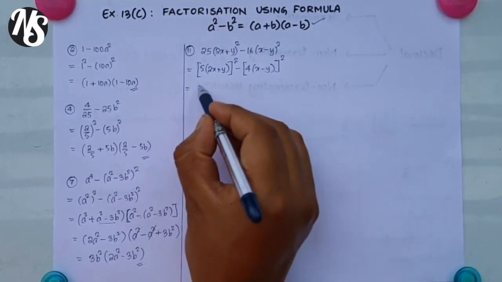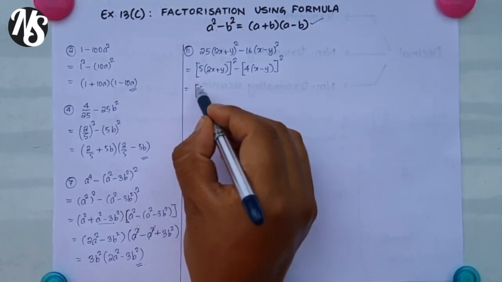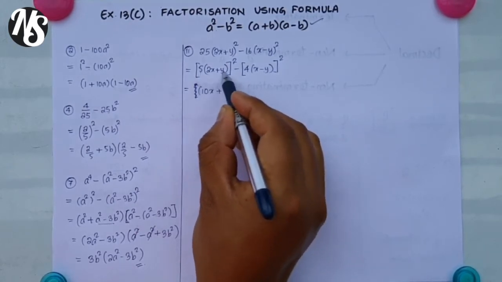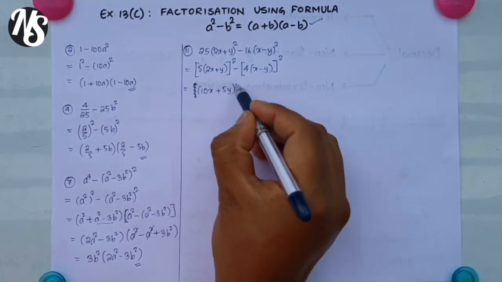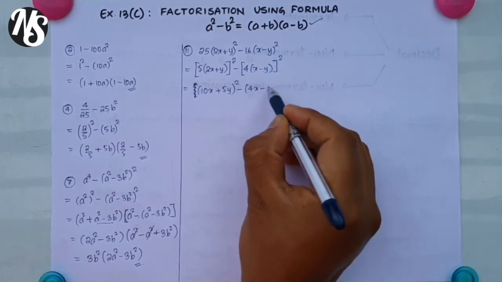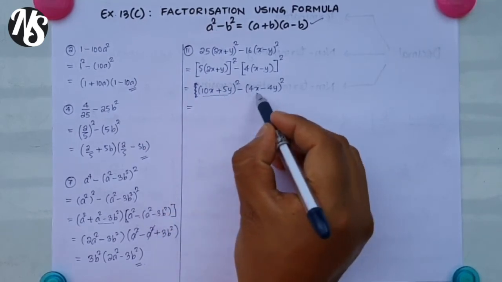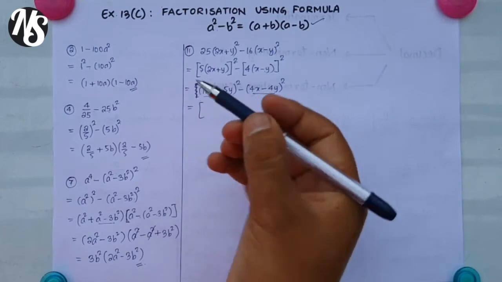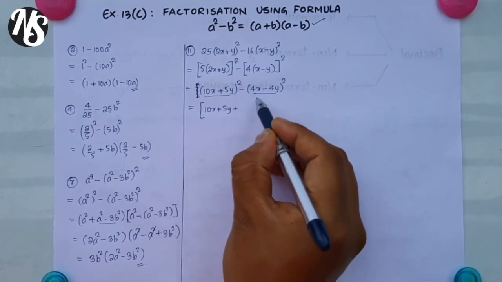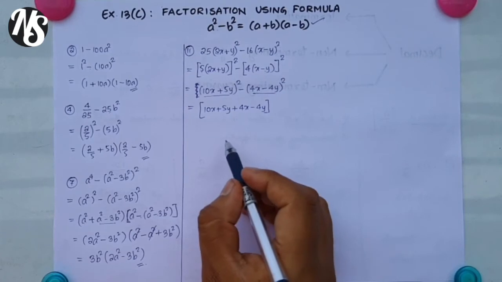Now open the bracket. 5 into 2 is 10x. So you can remove this bracket when you multiply. So 10x plus 5 into y is 5y, whole square, minus 4 into x is 4x, minus 4 into y is 4y, whole square. So this entire thing is your a and this entire thing is your b. So it becomes a plus b. So a is this much, a plus b, b is this entire thing, that is 4x minus 4y. So we got a plus b.